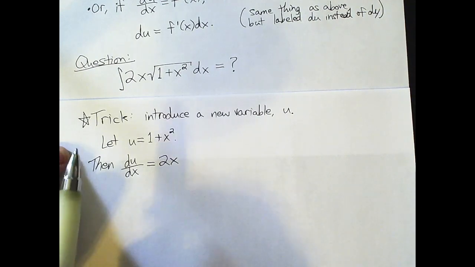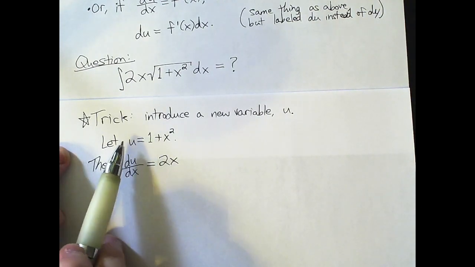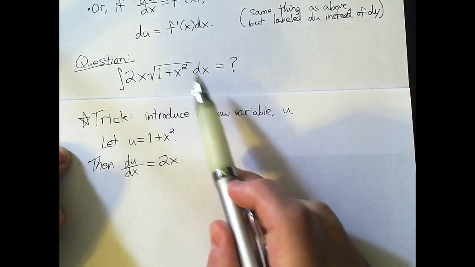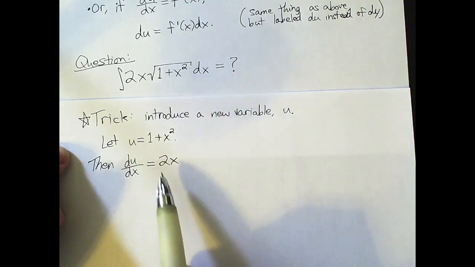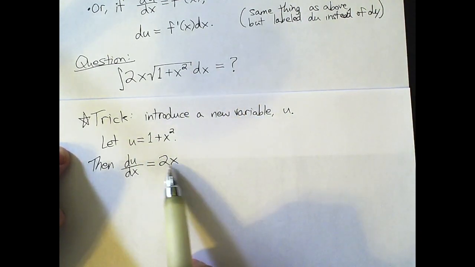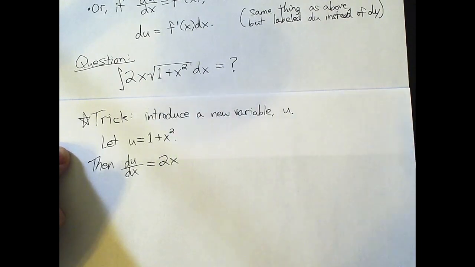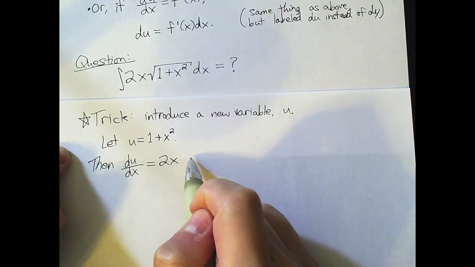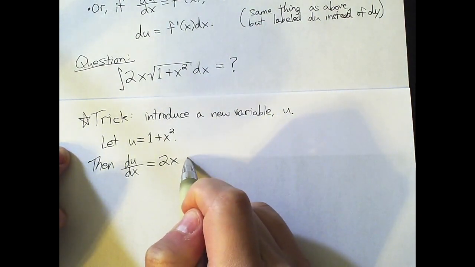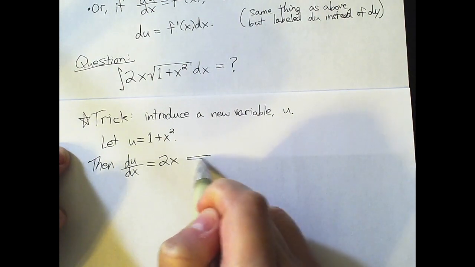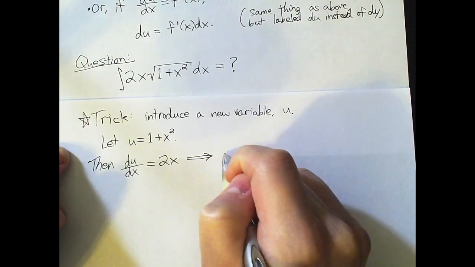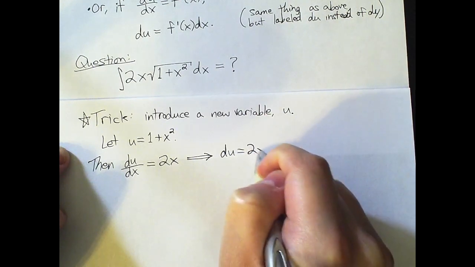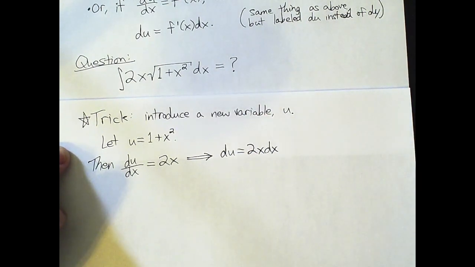Aha, so notice that the thing we're calling u appears in the original problem, and the thing we're calling du dx also appears in the original problem, and that's going to be pretty convenient for us. In fact, we can do this differential trick that we mentioned above. So split this up to say du equals 2x dx. Just move the dx over, I guess.